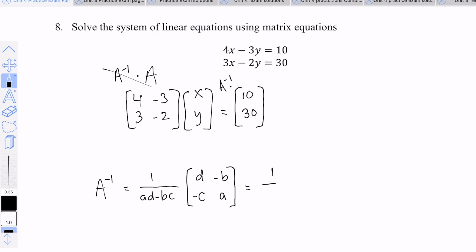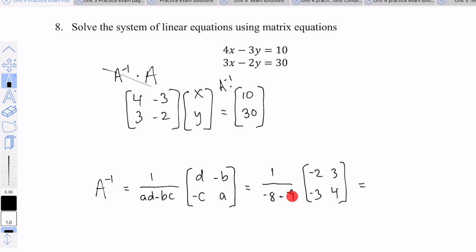So A times D is 4 times -2, that's -8. And then B times C is -3 times 3, which is -9. And then D and A switch places, so this becomes -2 and 4. And this changes sign to +3, that changes sign to -3. -8 subtract -9, subtract a negative is plus, so -8 plus 9 is 1. So it's 1 divided by 1, which is really 1. So we don't have a scalar multiplier.